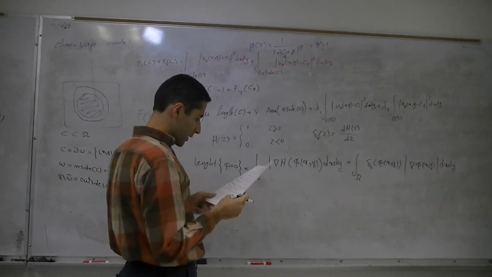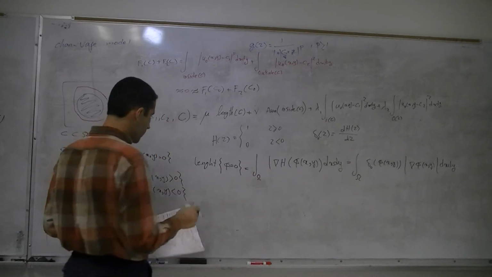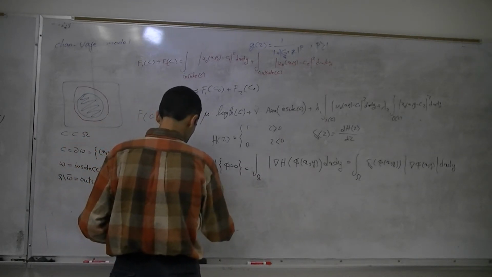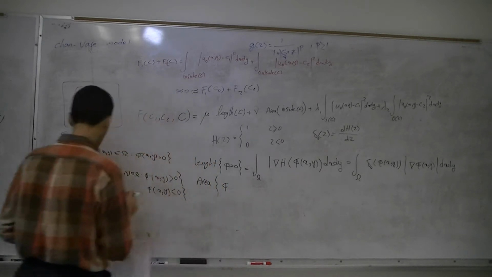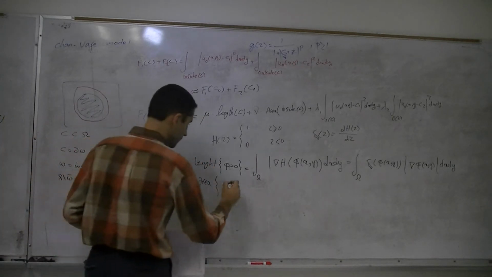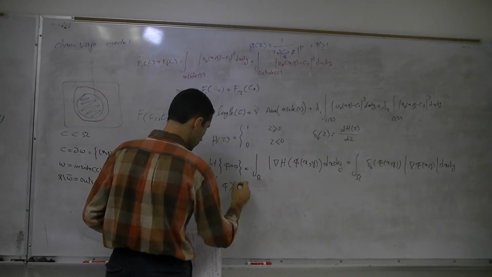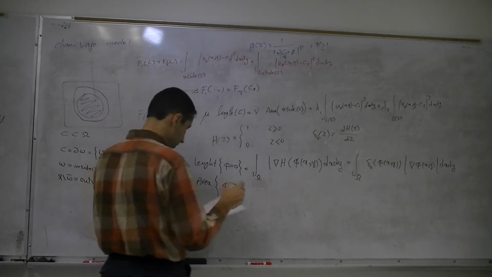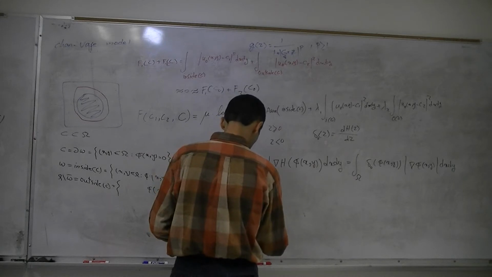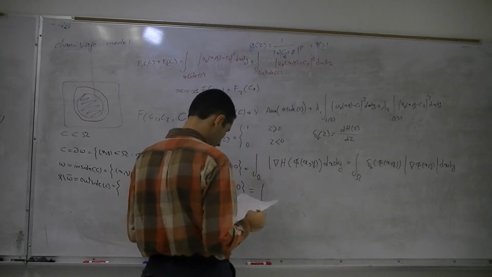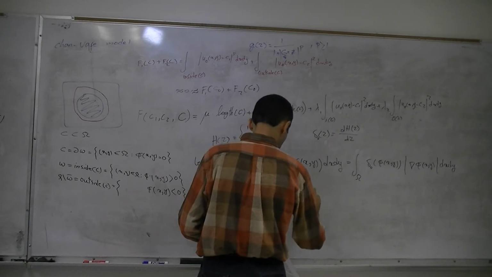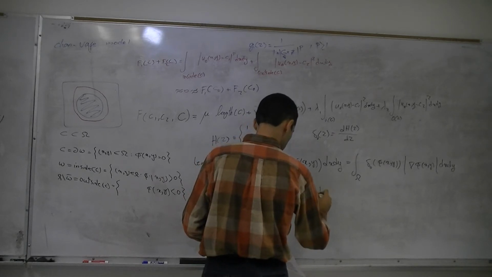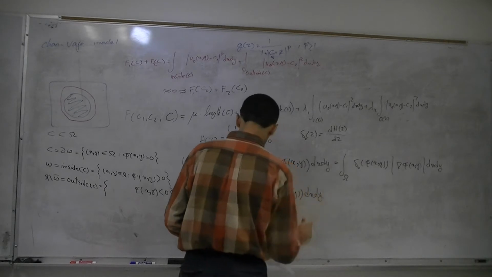This is for the length, and for the area of phi inside the C, which is bigger than 0, it's equal to the integral of h of phi x, y, dx dy.